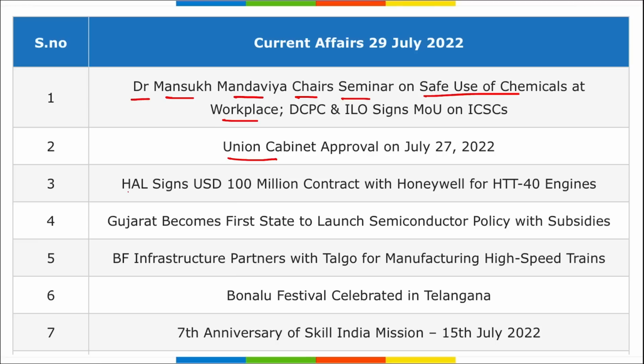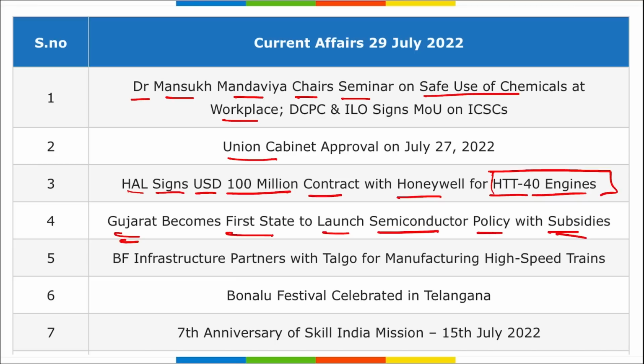Then Hindustan Aeronautics Limited has signed 100 million contract with Honeywell for HTT 40 engines. Alright, Honeywell is a US based company that will be providing HTT 40 engines to HAL. Then Gujarat became the first state to launch semiconductor policy with subsidies. BF Infrastructure has partnered with Telgo for manufacturing of high-speed trains. Bonalu festival was celebrated in Telangana.